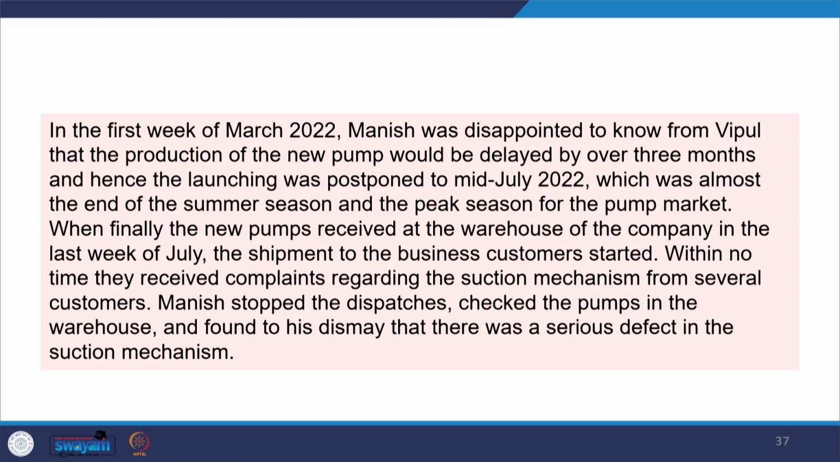So, the products were dispatched to the customers, the large farmers and all. In no time, they started receiving complaints regarding the suction mechanism from several customers. So, Manish stopped the dispatches. He checked the pumps and found that there was a serious defect in the suction mechanism, right. Okay. He immediately contacted the head of the company, the CEO Vipul, right, and requested him to arrange a meeting with the production head, who is Anik.